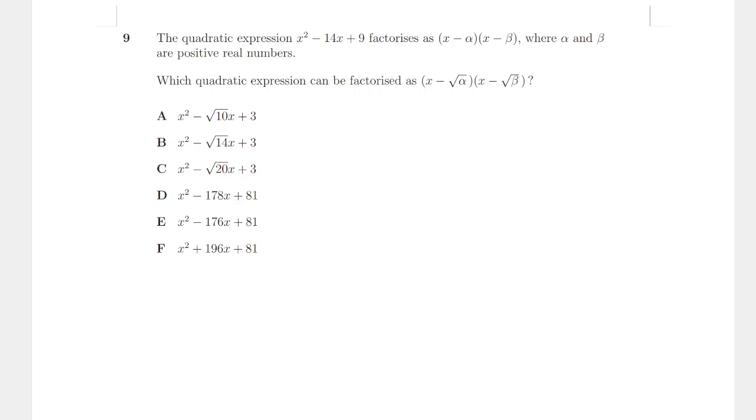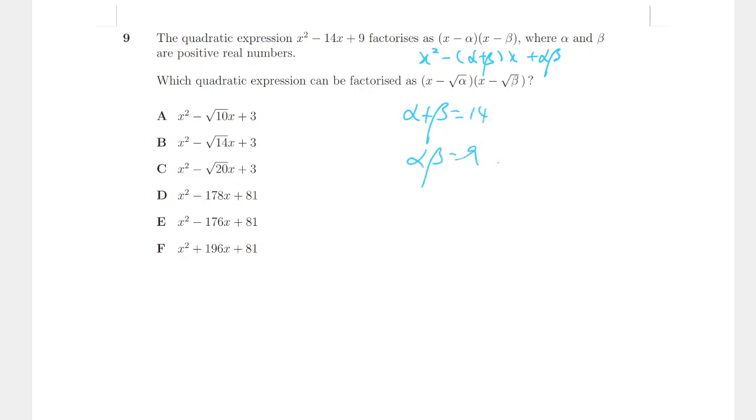first piece of information is obvious to you. If you don't know about the sum of roots, product of roots, you should expand this, right? Because then you have x squared minus (alpha plus beta) times x plus alpha times beta. Then you get lots of information about alpha and beta, right? Because then you get alpha plus beta equals 14, and alpha times beta is 9.